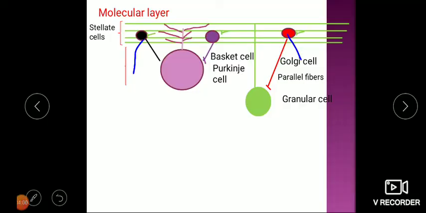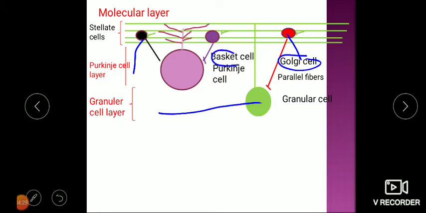Now the second layer in which you are having this biggest cell, obviously as the name indicates, this layer is called as a Purkinje cell layer. So this is the second layer in which we are having big Purkinje cells. Now this third layer which consists of this granular cell, this layer is called as obviously granular cell layer. So like this three layers are there. In the molecular layer we are having three cells, that is Golgi cells, basket cells and stellate cell. Then Purkinje cell layer will have only Purkinje cells, and granular cell layer will have only granules in this layer.